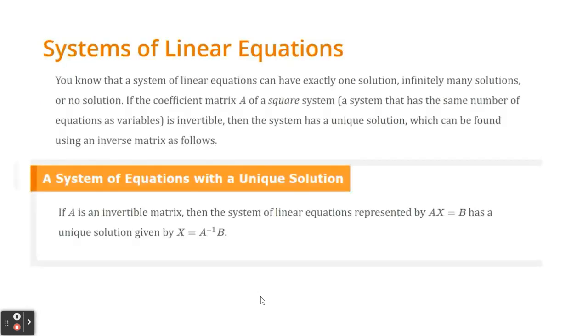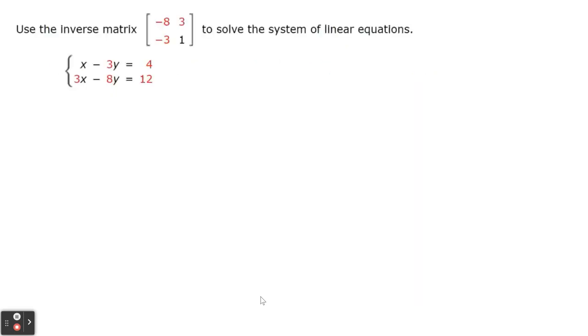Now we need to be able to solve a system. And the way we're going to solve a system is using this formula here. We're going to take the inverse times b, and that's going to give us our answer for x and y, or sometimes c. I'll tell you what the b and the x and all that mean here in a second.